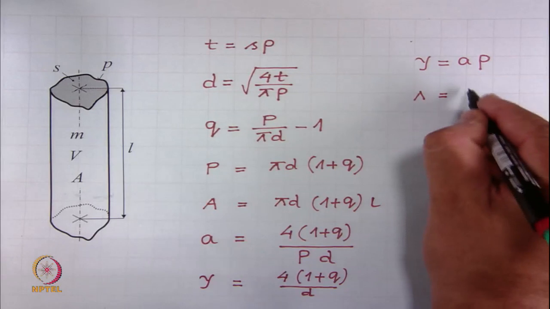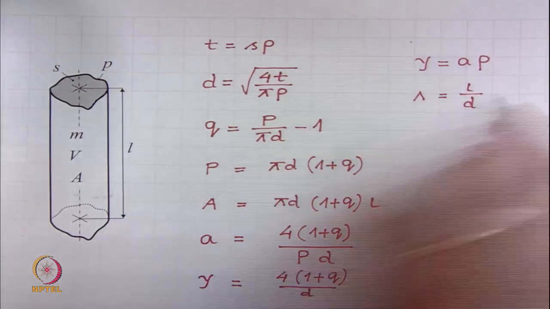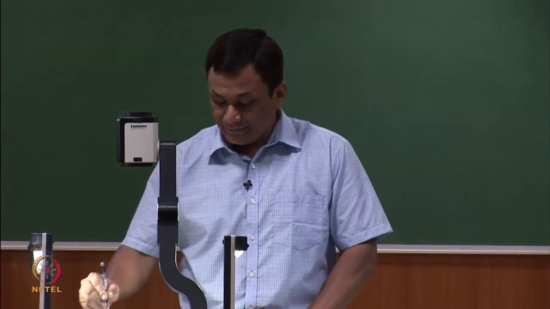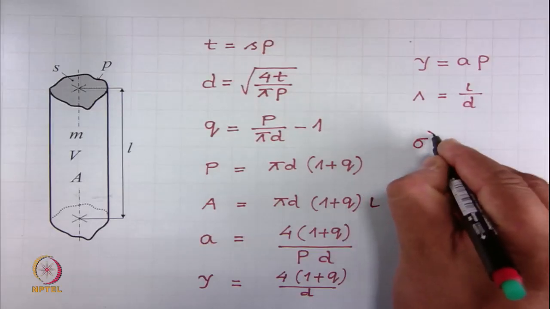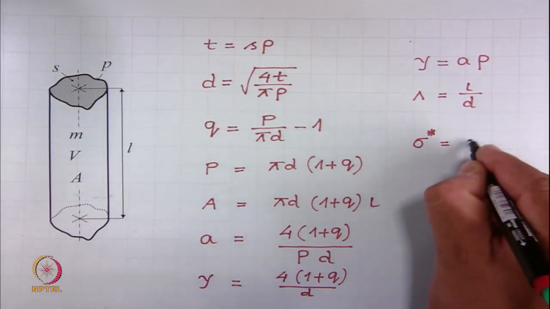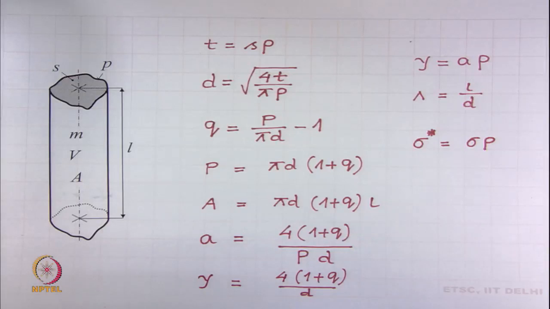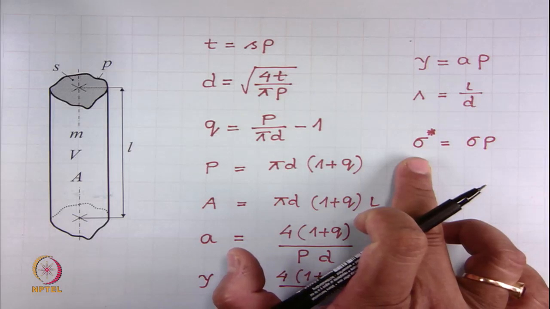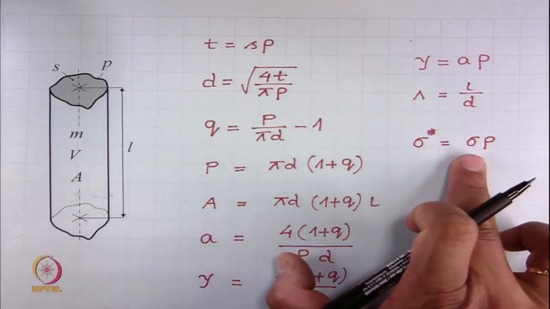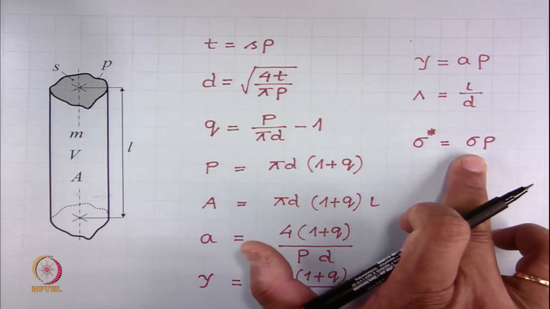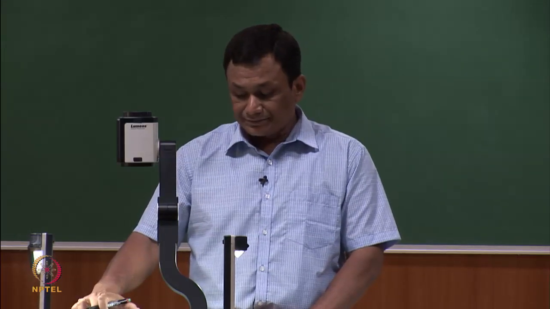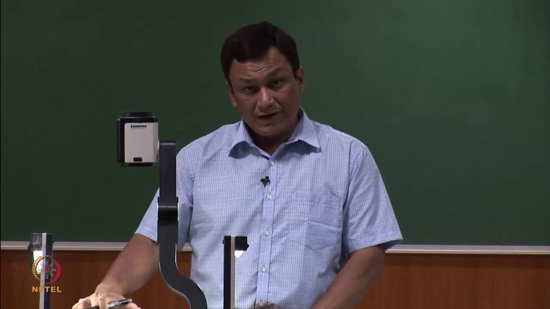Then we talked about aspect ratio of a fiber, which is equal to fiber length divided by fiber diameter. Then we established a few mechanical characteristics of a single fiber. The first one was sigma star is equal to sigma into rho. What is sigma star? Sigma star is the engineering stress of a fiber. What is sigma? Sigma is textile stress, that is force divided by fineness of a fiber, and rho is fiber density.